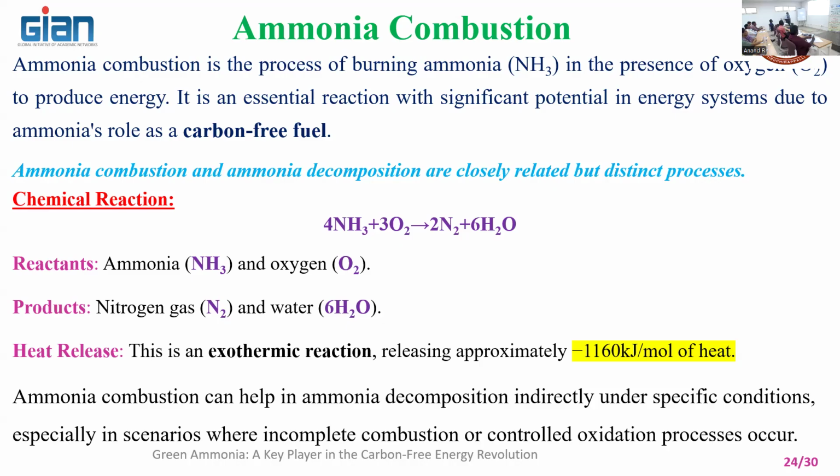So this is an exothermic process, releasing approximately 160 kilojoule per mole of heat. When you want to break it down, it consumes around 200 kilojoule per mole. To break the ammonia into nitrogen and hydrogen in thermal mode you are providing 200 kilojoule, but when you are burning the ammonia, it liberates this much amount of heat per mole of ammonia. Ammonia combustion can help in ammonia decomposition indirectly under specific conditions, especially in scenarios where incomplete combustion or a controlled oxidation process occurs.